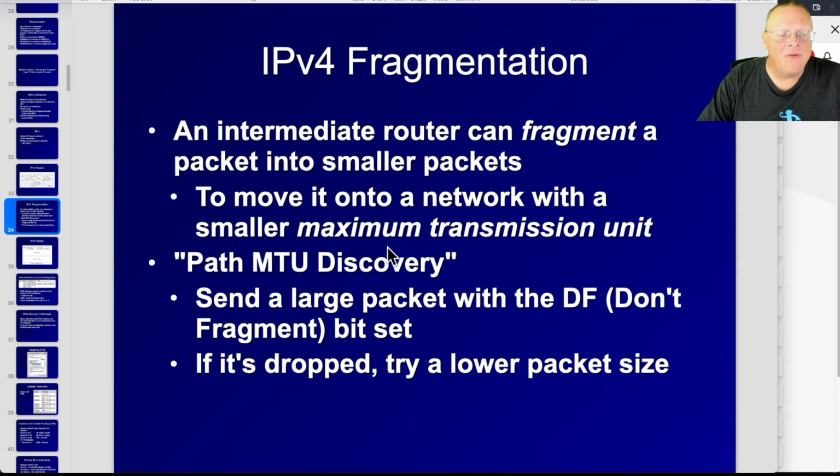In IP version 6, they switched to path discovery, where you find the lowest packet size handled on a route and then resend the data with that size.